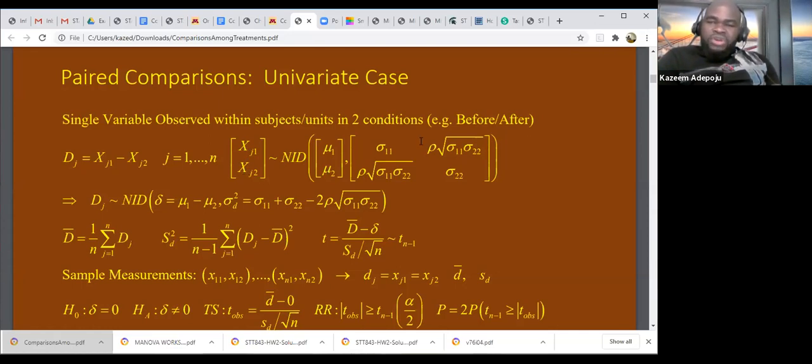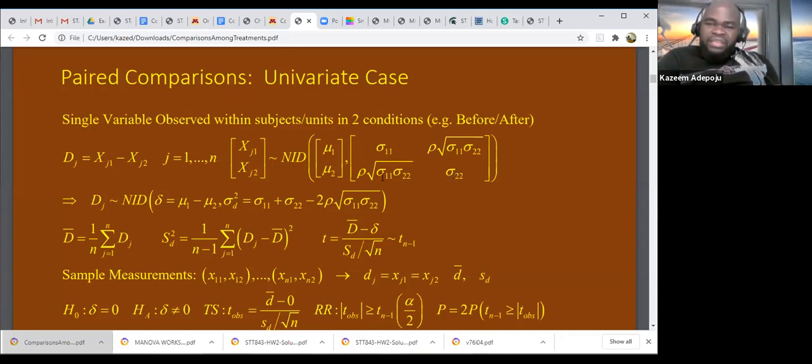Of course, this is going to be the variance covariance. I'm going to have variance covariance because I have two variables. If I have one variable, I'm only going to be talking about variance. But when you have two variables, you're going to have variance covariance. So this here is going to be the variance of the first variable, and this is going to be the variance of the second variable.